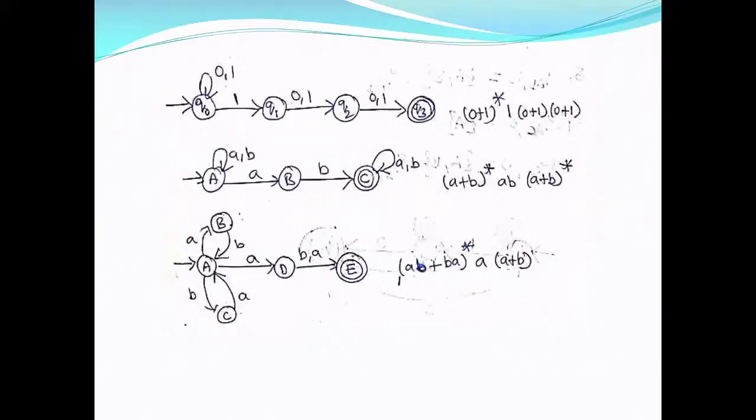And now I am showing you NFAs for different languages. First NFA is for, if you have observed, the language of strings in which the third symbol from the right-hand side is 1. Third symbol from the right-hand side is 1.